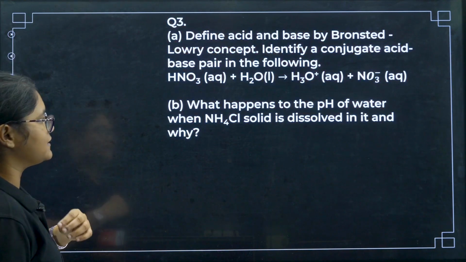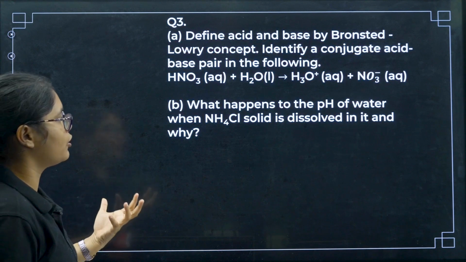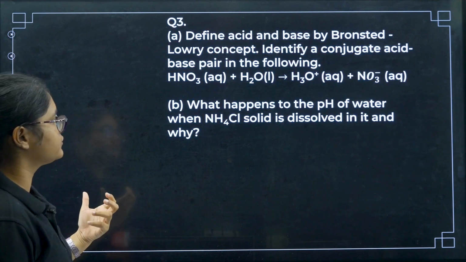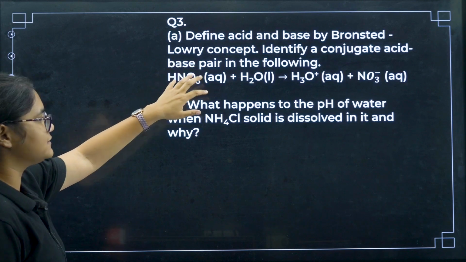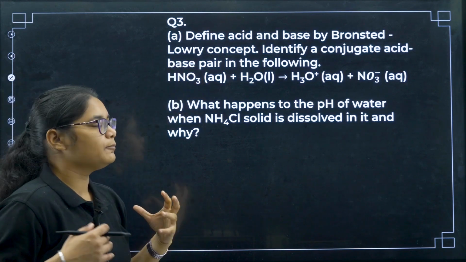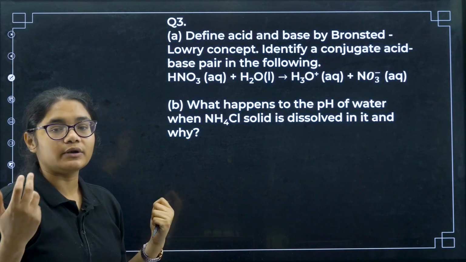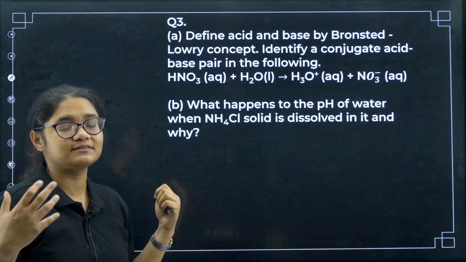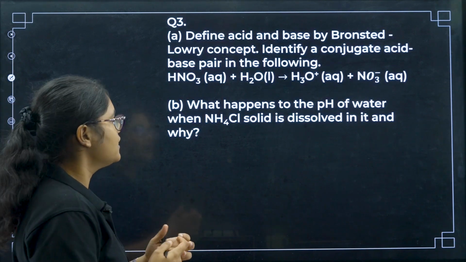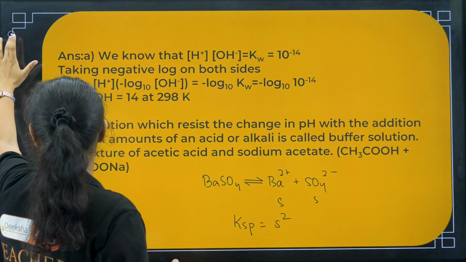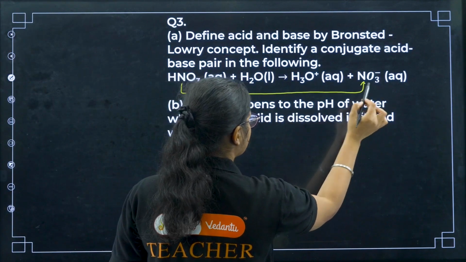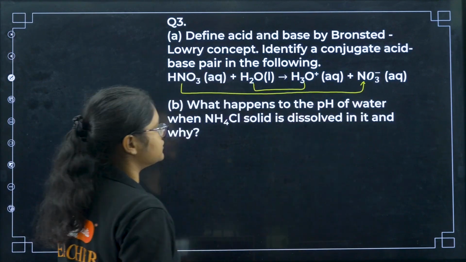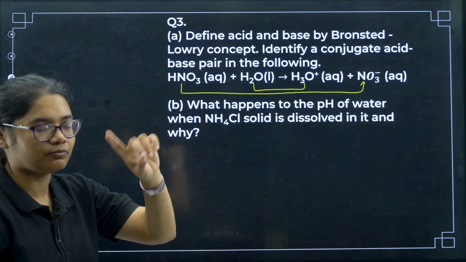Next, we have defined the acid and base by the Bronsted-Lowry concept. Identify the conjugate acid base pair in the following reaction. A Bronsted acid is something which can donate H+, and a Bronsted base is something which can accept H+, right? A conjugate acid and base pair always differs by one hydrogen. So here this is one conjugate pair and this is another conjugate pair. They should have a difference of one proton.